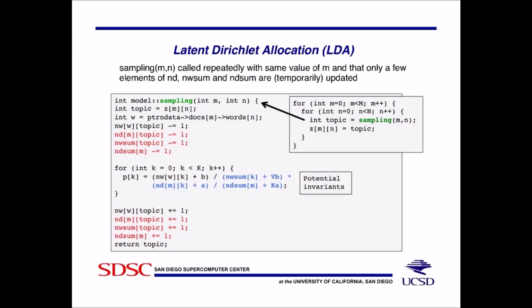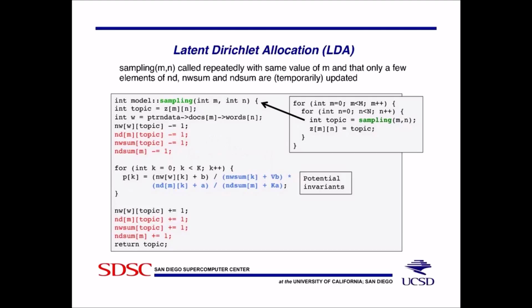And we also noticed that within the code, only a few elements of these arrays that I've highlighted in red, the two-dimensional array ND, and then the 1D arrays NW sum and ND sum, are updated. In addition, they're only temporarily updated. So we're looking in this loop.